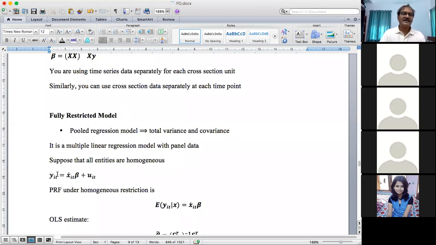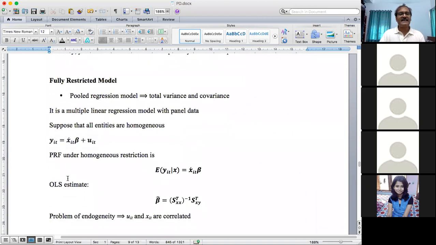In that case, just look at this model, Y_it equals X_it prime beta. So we are considering only one beta to represent all the cross-section units. In that sense, we are considering all the cross-section units homogeneous. Under this homogeneity assumption, we can formulate a regression model like this: Y_it equals X_it prime beta plus U_it, and this kind of model is called the pooled regression model. In this pooled regression model, we can utilize the concept of covariance and variance.